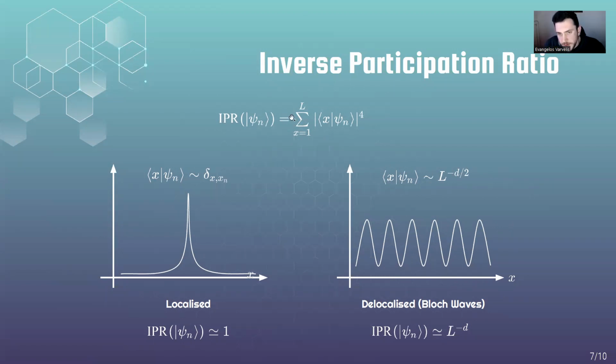Right, so substituting again this expectation in the IPR, we see that in this case, for the delocalized phase, we will have the IPR scaling with 1 over the volume of the system. Of course, for a large enough system, this is practically 0, so we have the IPR ranging between 0 and 1.